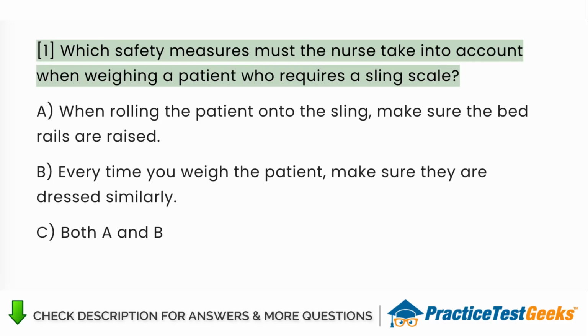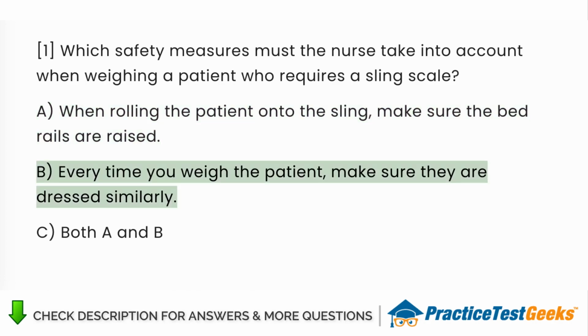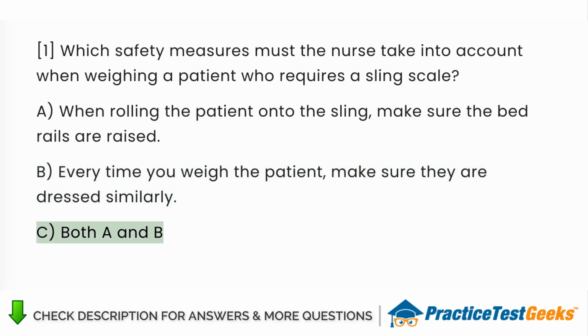Which safety measures must the nurse take into account when weighing a patient who requires a sling scale? A. When rolling the patient onto the sling, make sure the bed rails are raised. B. Every time you weigh the patient, make sure they are dressed similarly. C. Both A and B.